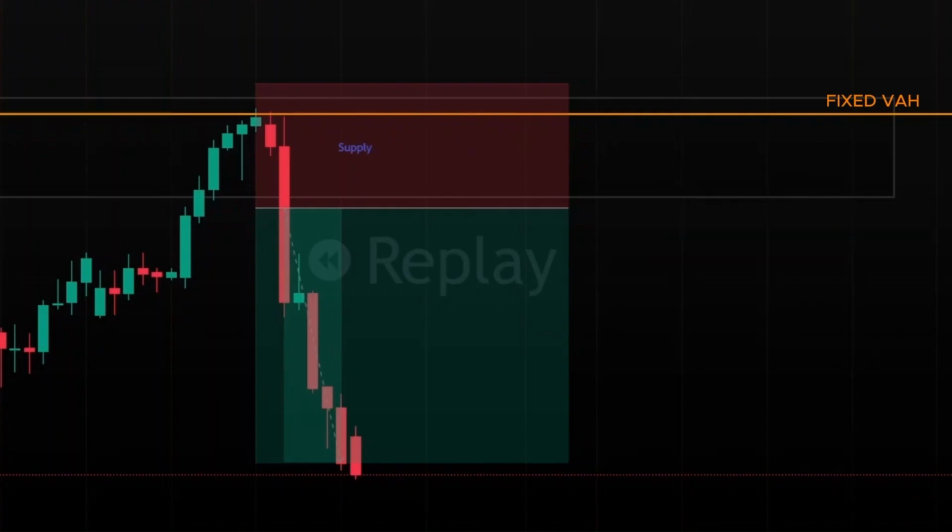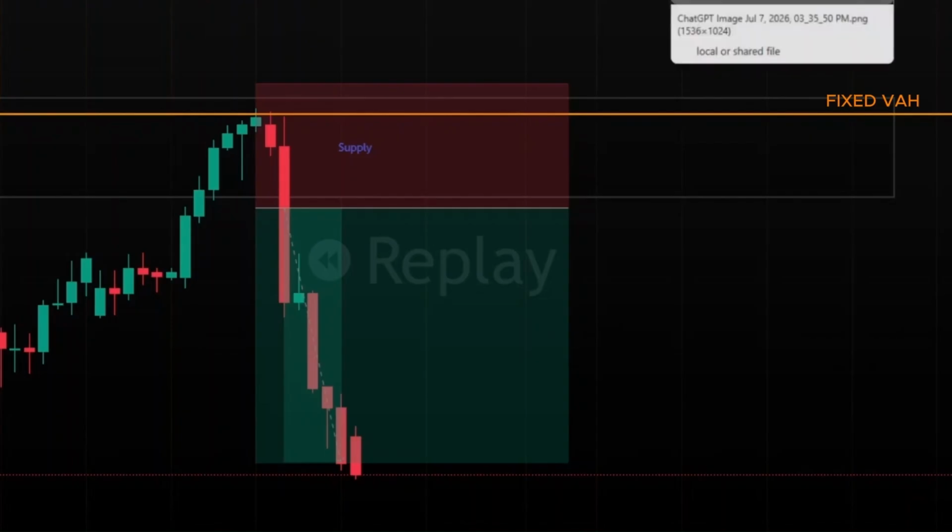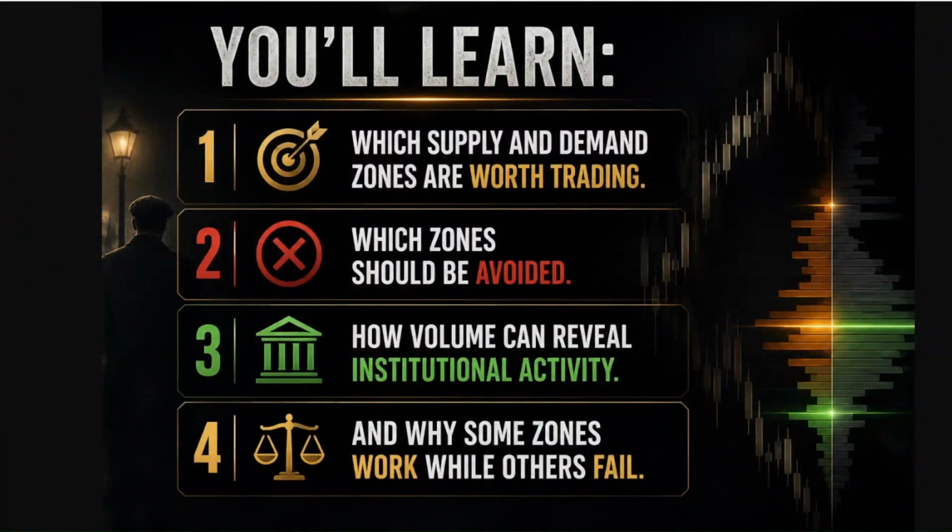In this video, I'm going to show you how I use volume inside supply and demand zones to identify some of the highest quality setups. You'll learn which supply and demand zones are worth taking, which zones should be avoided, how volume can reveal institutional activity, and why some zones work while others fail. Supply and demand tells us where institutions may be active, but volume actually helps us to see where they did business. Now let's get into it.